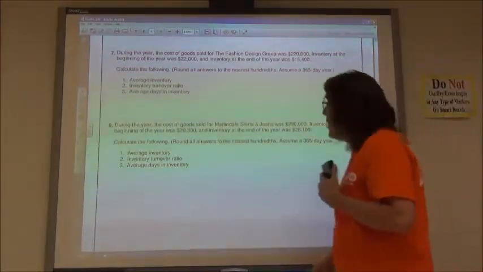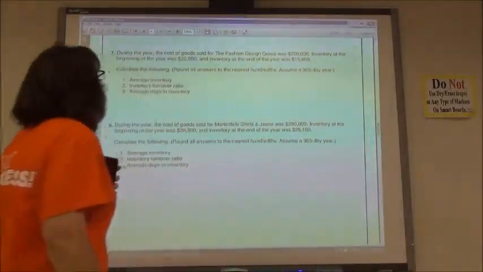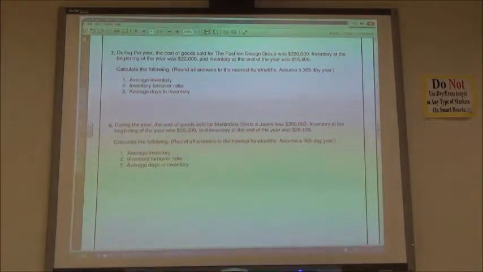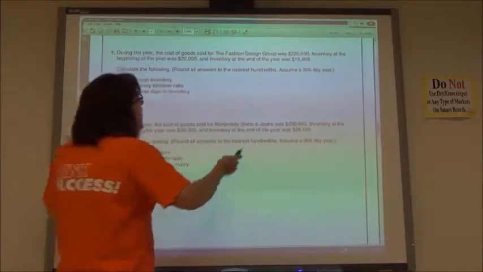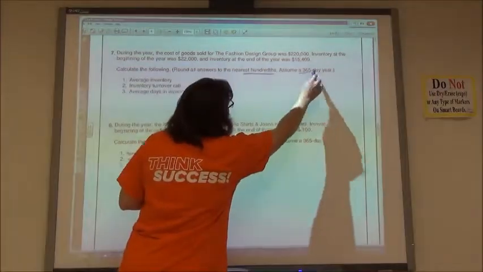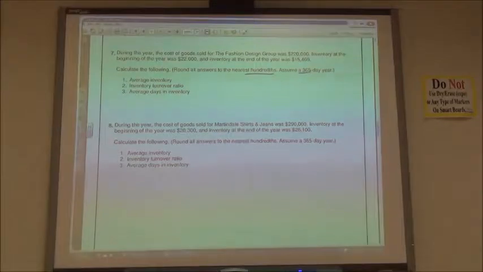Number 7, it says, during the year, the cost of goods sold for the fashion design group was $220,000. Inventory at the beginning of the year was $22,000, and inventory at the end of the year was $15,400. Calculate the following, round all answers to the nearest hundredths. Assume there are 365 days in a year, so we're using the full year, not ordinary time.